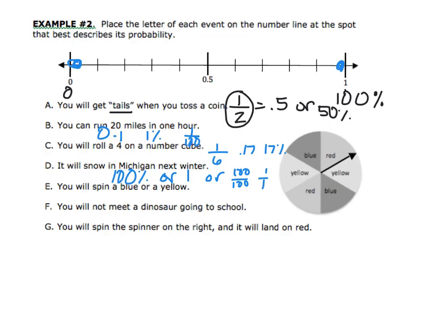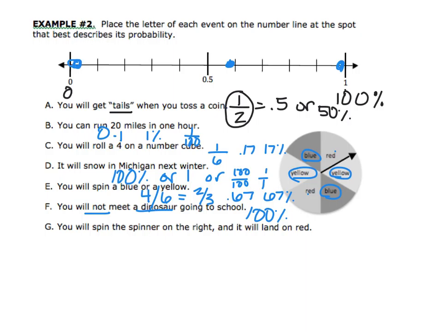Alright, in E it says you will spin a blue or a yellow. If you look at the spinner, you've got 2 blues and 2 yellows. So that is 4 out of 6 different options that you could land on. You can reduce that to 2 out of 3, which is 0.67 or 67%. So right above the halfway mark. F, that you will not meet a dinosaur going to school. Well, given that it's 2016, the chance of you not meeting a dinosaur is pretty close to 100%.